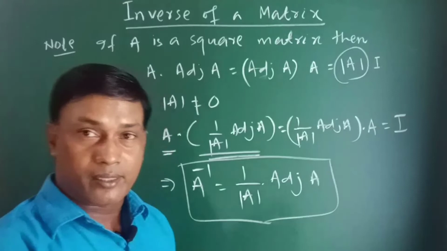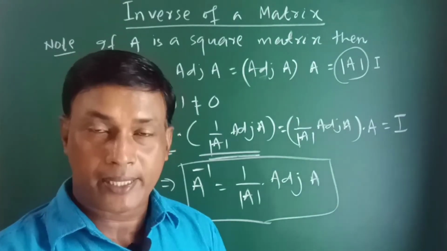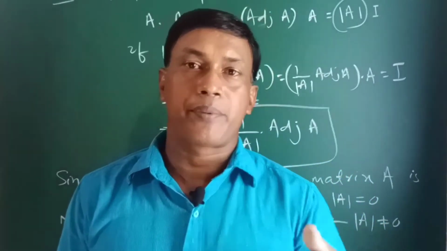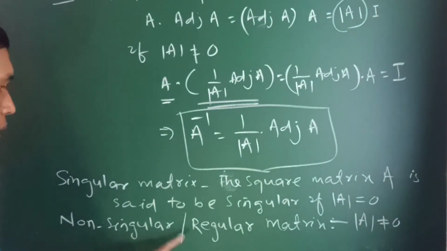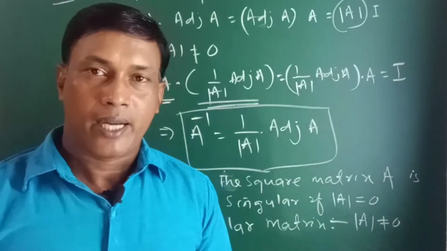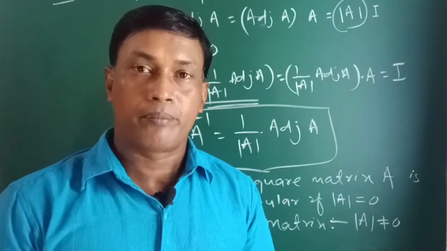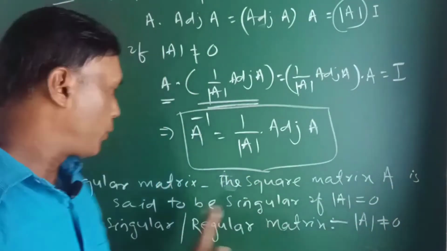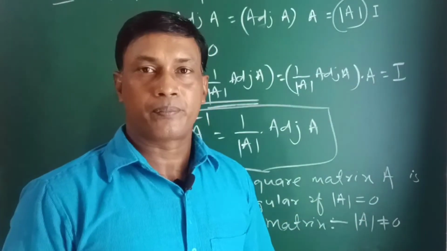Based on this, there are two types of matrices. One is singular and one is non-singular, also called a regular matrix. A singular matrix means a square matrix has a determinant. A square matrix A is said to be singular if determinant A is 0.